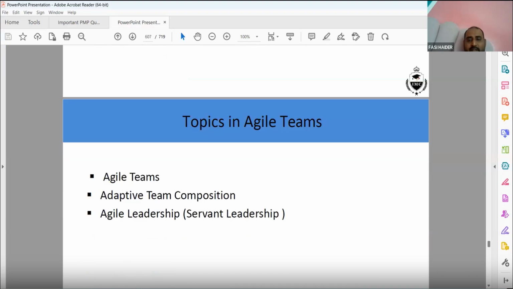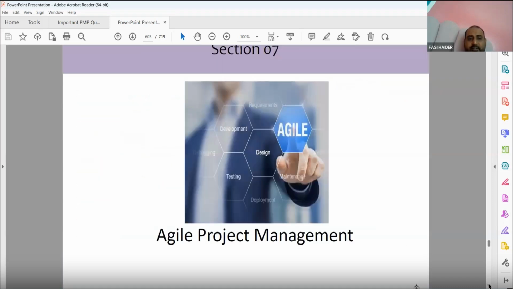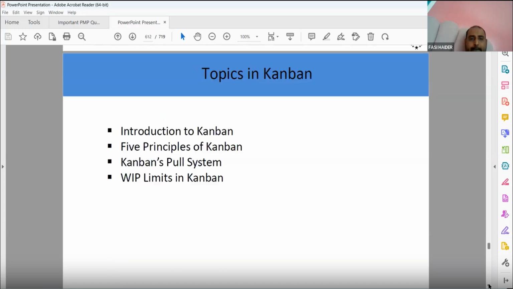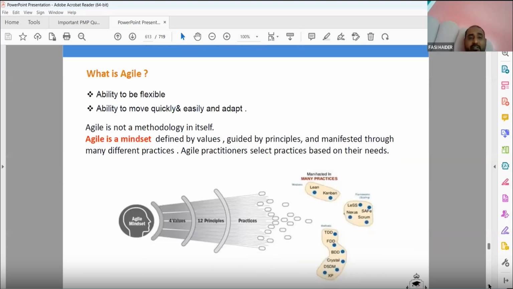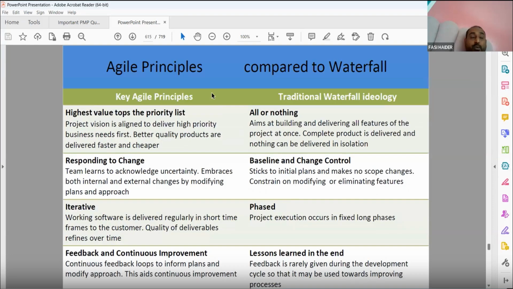And then we came to agile management. And what is agile management? We talked that agile project management is the ability to be flexible, ability to move quickly and easily and adapt. Agile is a mindset defined by 4 values, 12 principles. The difference was that in agile, instead of giving the whole project, you give the high value work first. It is mostly used in the IT field, software field, or fields where things change fast. Responding to changes, iterative feedback and continuous improvement is done.